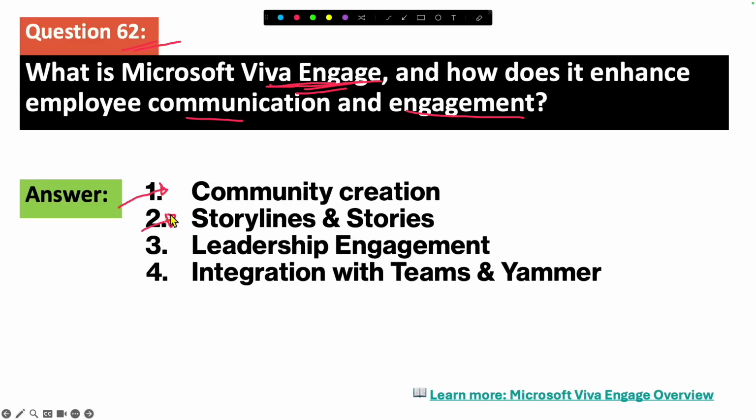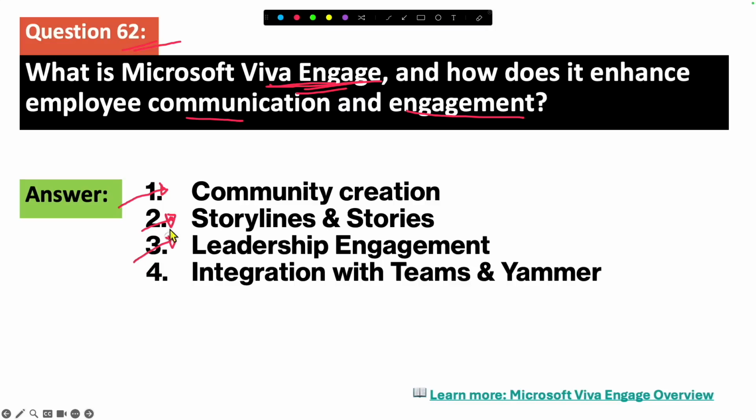Second is storylines and stories. This lets employees share updates, insights, and multimedia content like videos and posts with a broader audience. Let's assume you are part of a photography community within your organization. You want to share once in a while the amazing photographs you have taken using your fancy new gadgets. You can post that and it will help you get further engagement and find other people who like your content. So that is storylines and stories.